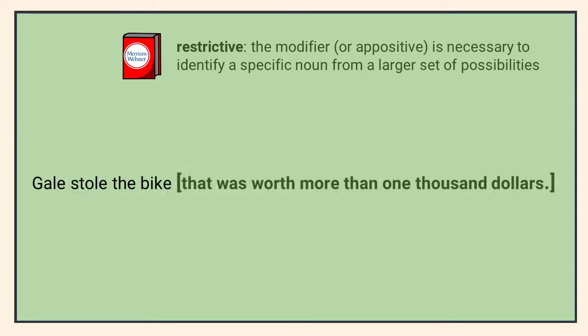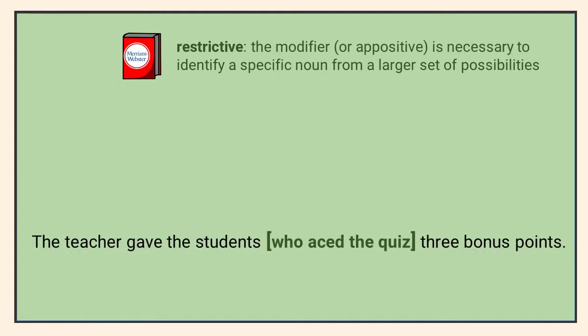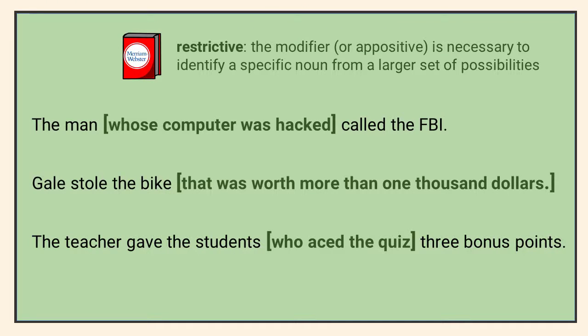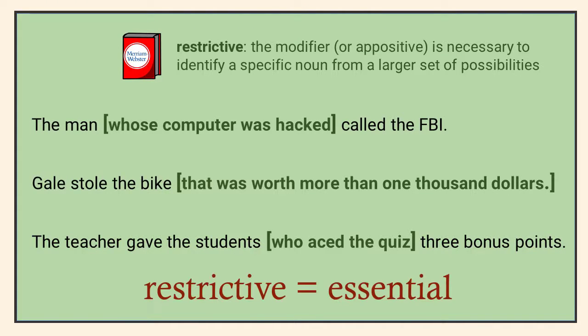In this sentence, the relative clause identifies which specific bike was stolen, the one that was worth a small fortune, not the inexpensive one. And this relative clause narrows the potential large group of students in a class to the specific ones who receive the bonus points. Restrictive modifiers are also called essential modifiers because they are necessary, or essential, to restrict a group to a particular individual or subgroup in the case of plurals, as in this third example sentence.